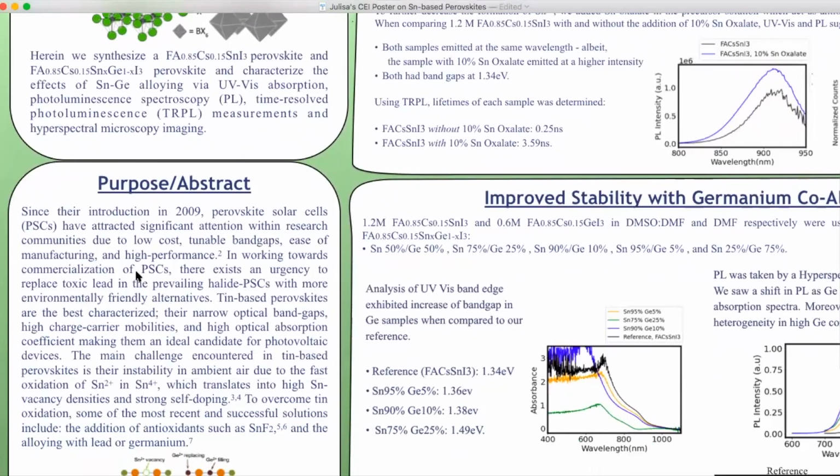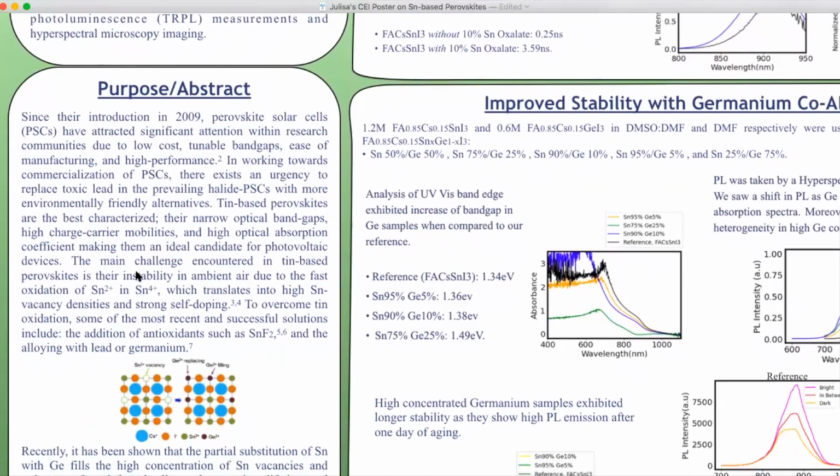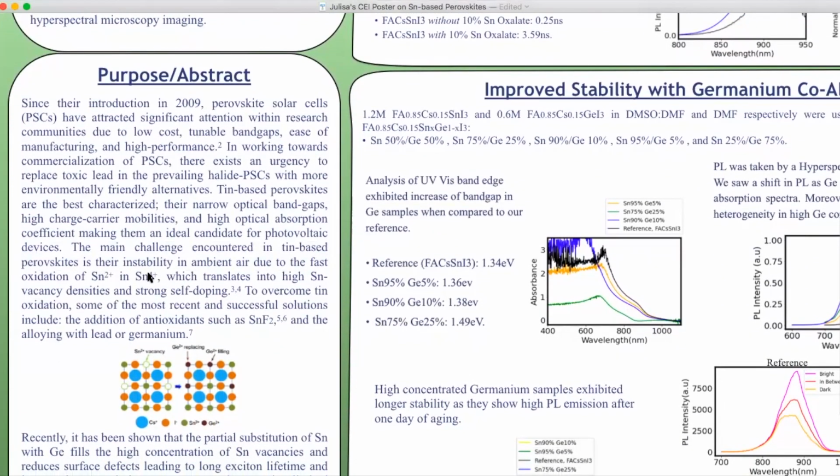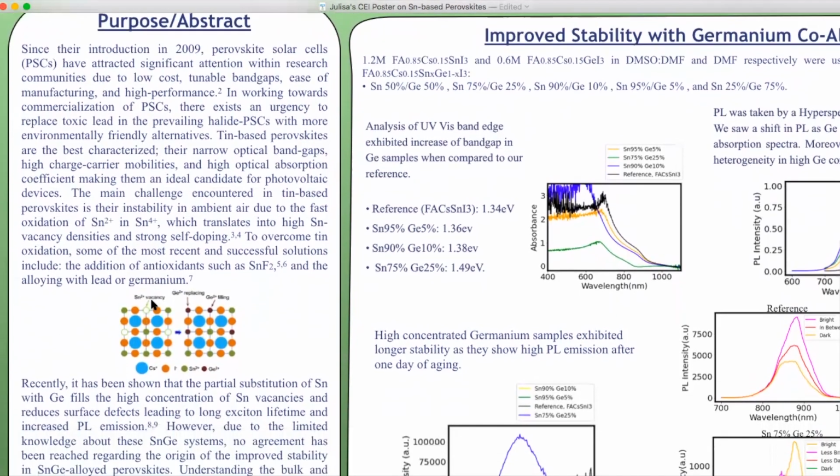So recently, tin-based perovskites have been receiving significant attention as ideal candidates for photovoltaic devices. The main challenge, however, is their instability in ambient air due to their fast oxidation from tin 2+ to tin 4+. And so this gives way to higher bulk and surface defects.